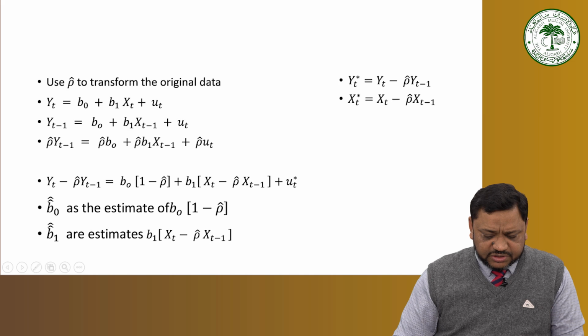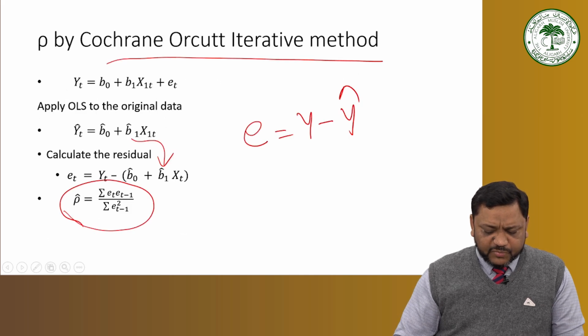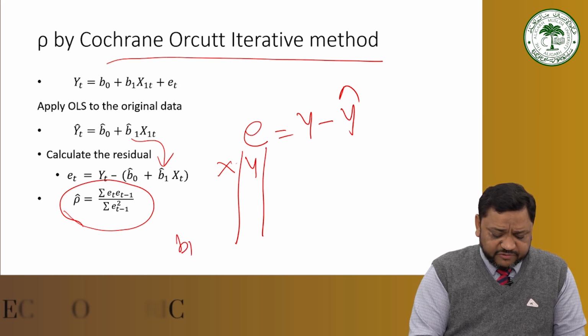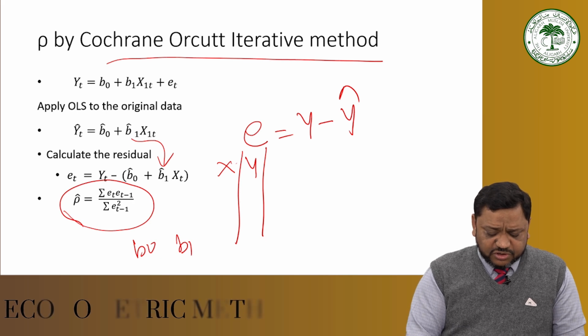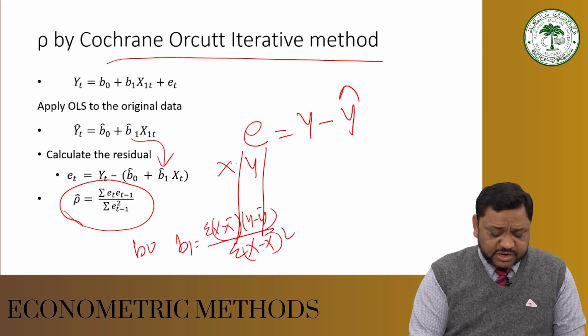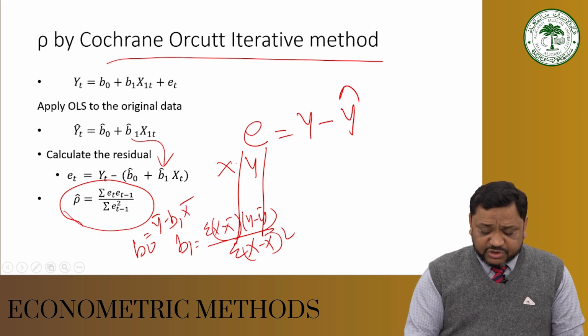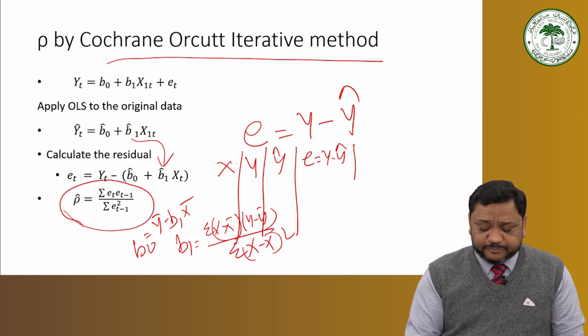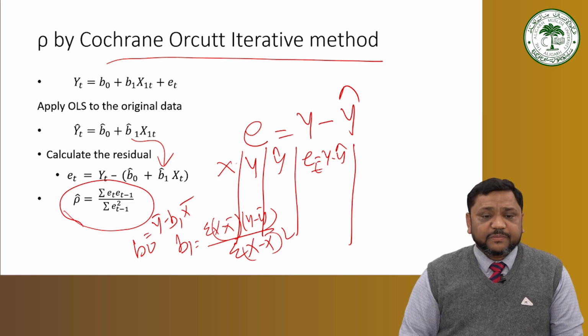This is not complicated. You have x, you have y, and then you calculate the value of b1 and the value of b0. You know the formula of b1, that is summation of x minus x bar times y minus y bar divided by summation of x minus x bar square. For b0 you know it is y bar minus b1 x bar. Once you have done that, you estimate y hat, and then you get your value of e, which is nothing but y minus y hat.